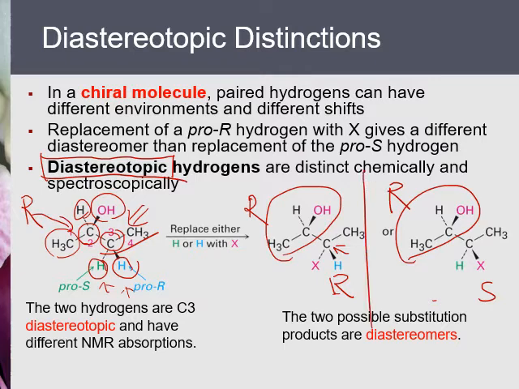And these 2 molecules are not mirror images. Even though R and S are mirror images, RR and RS are not. So the whole molecules are not mirror images. When 2 isomers are not mirror images, they are not enantiomers. They are called diastereoisomers. And therefore, these 2 hydrogens are called diastereotopic. Interestingly, diastereotopic hydrogens have different NMR absorption.